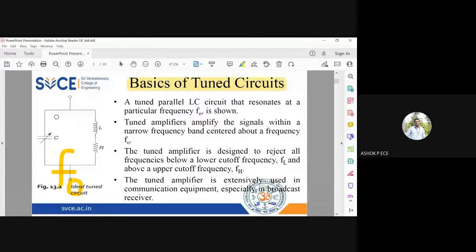Whenever you have an LC parallel in your circuit, it becomes very frequency specific. So you cannot expect the circuit to work at all frequencies. It will work perfectly only at one particular frequency, F naught, which is dictated by L and C. And you know F naught equals 1 by 2 pi root of LC.